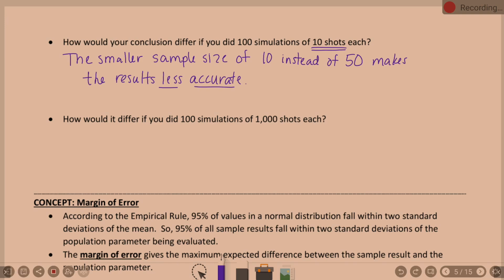Look at the next question. How would it differ if you did 100 simulations of 1,000 shots each? That's a lot of shots. A lot of shots is going to make it more accurate. The more data, the better. So a larger sample size will increase accuracy.